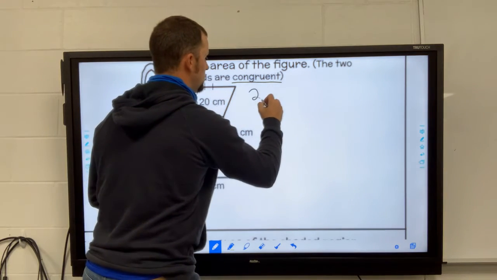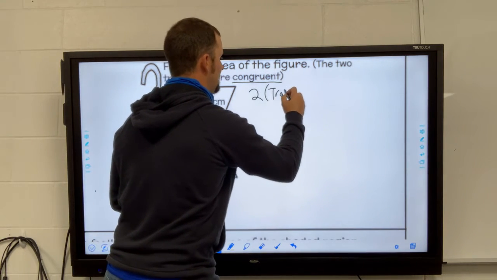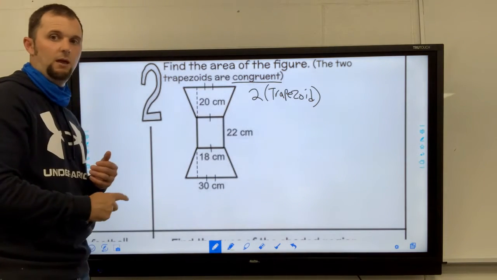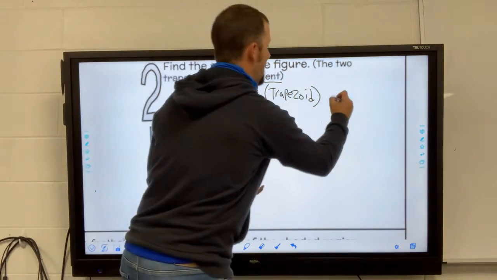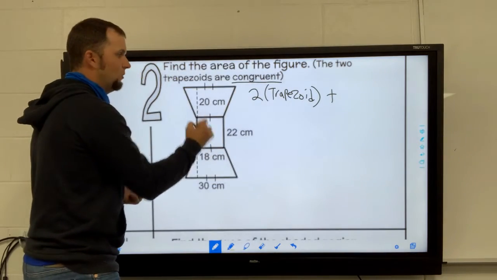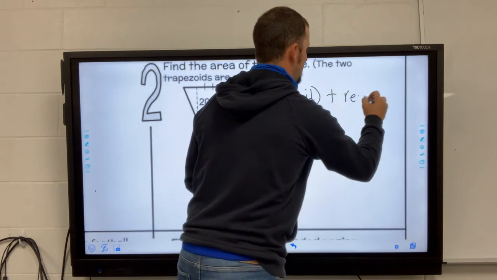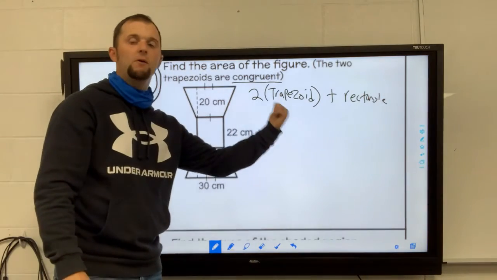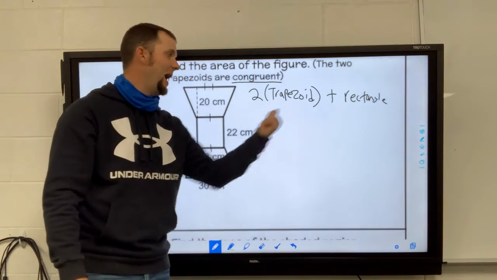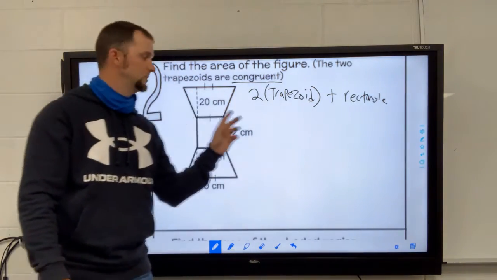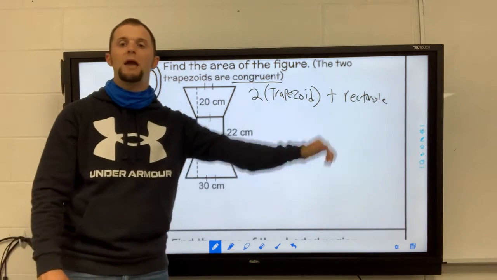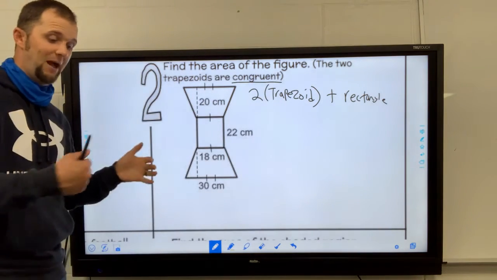So I'm going to do 2 times the area of that trapezoid, because I'm going to have 2 of the same trapezoids, okay? And then I need to add, and it looks like in the middle I'm given a rectangle. So I'm going to add a rectangle to that. So again, I am doing 2 areas of a trapezoid, and then I'm adding a rectangle to the end. So 2 trapezoids and a rectangle, and that's going to give me the total area of this composite figure matched together.